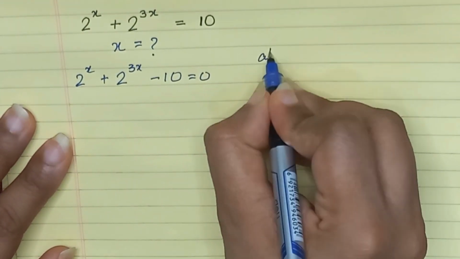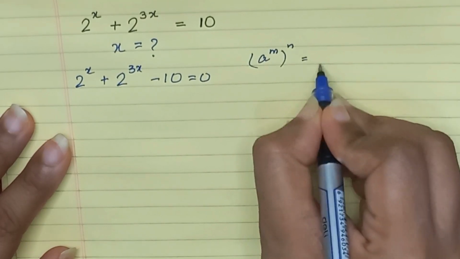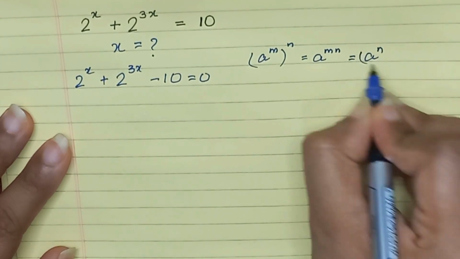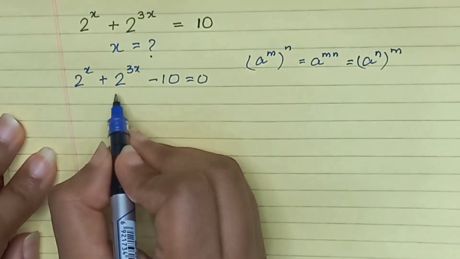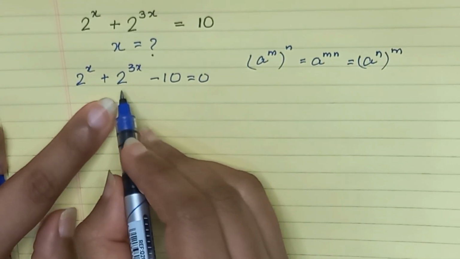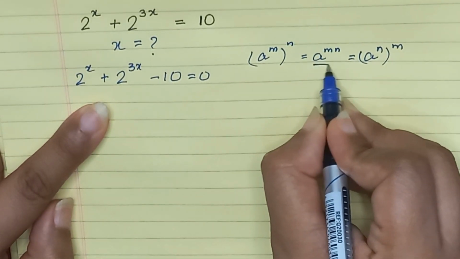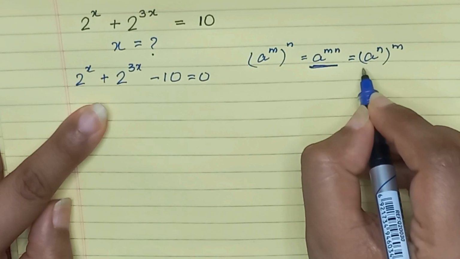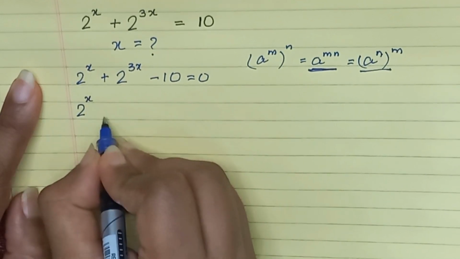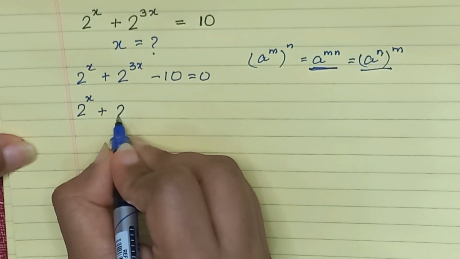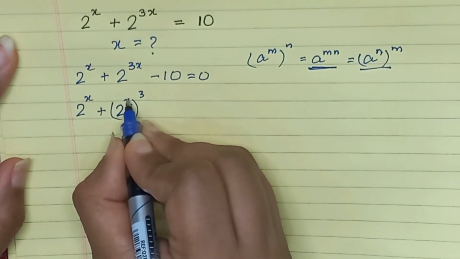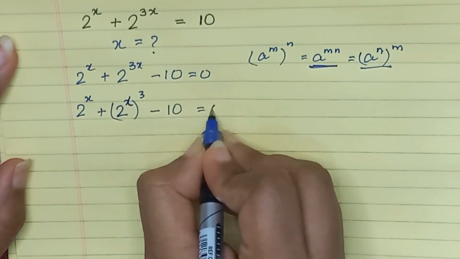Now we know that a raised to the power m whole power n is equal to a raised to the power mn, which is equal to a raised to the power n whole power m. So we will use this exponential rule in the second term of this equation, 2 raised to the power 3x, which is of the form a raised to the power mn, and we can write it as a raised to the power n whole power m. So it will become 2^x + 2^(x·3), (2^x)^3 minus 10 equal to 0.